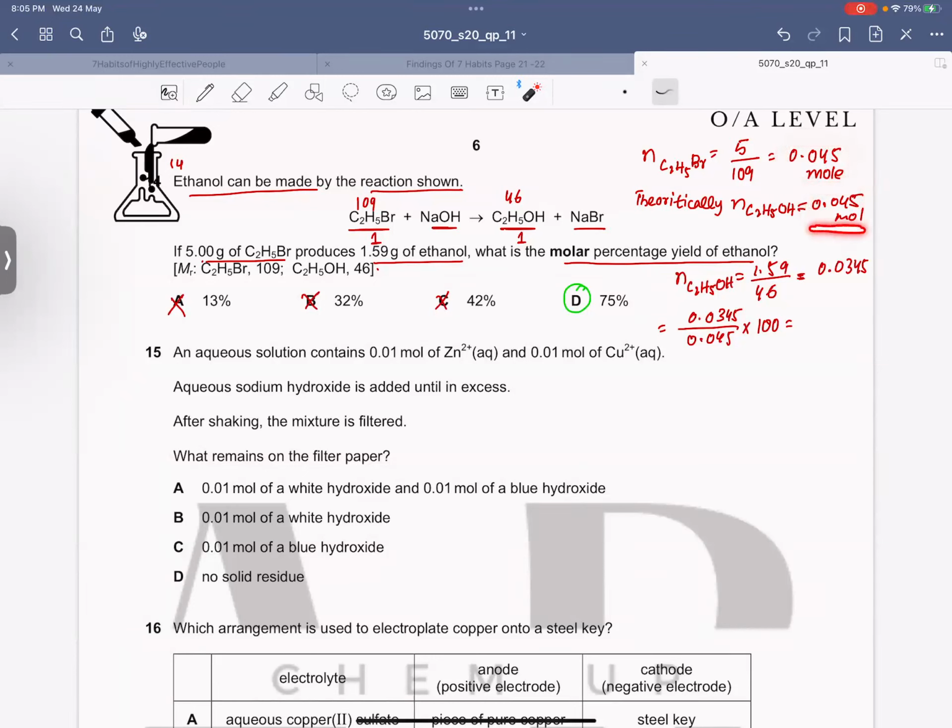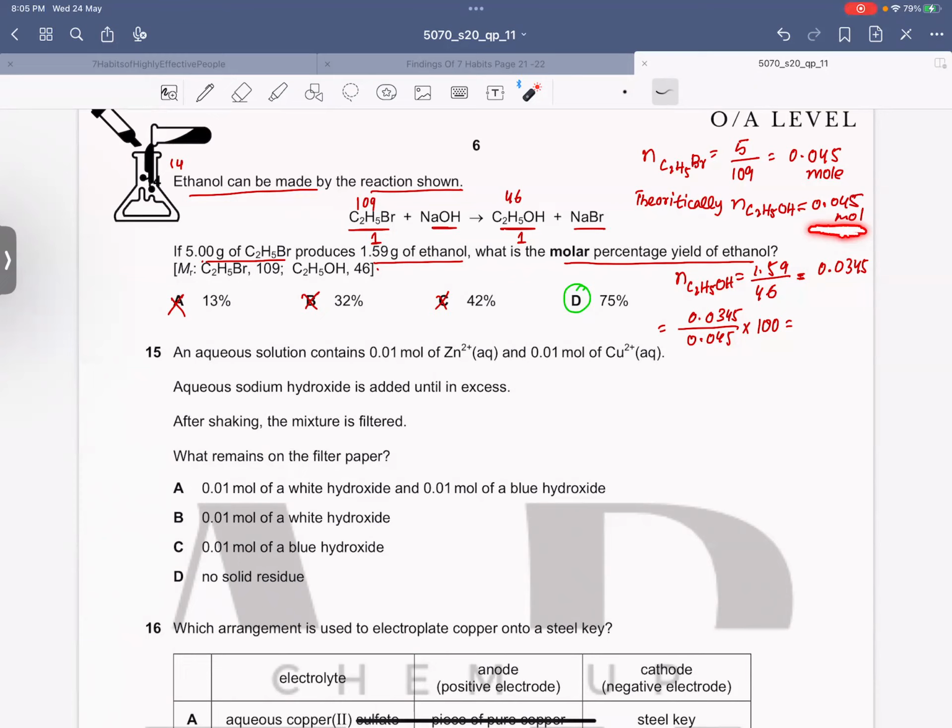So this is my theoretical value. Theoretically I can calculate that if the mole ratio is 1:1, whatever moles of bromoethane I use, the same number of moles of alcohol must be produced if there is no error or no impurity. Is this understandable?